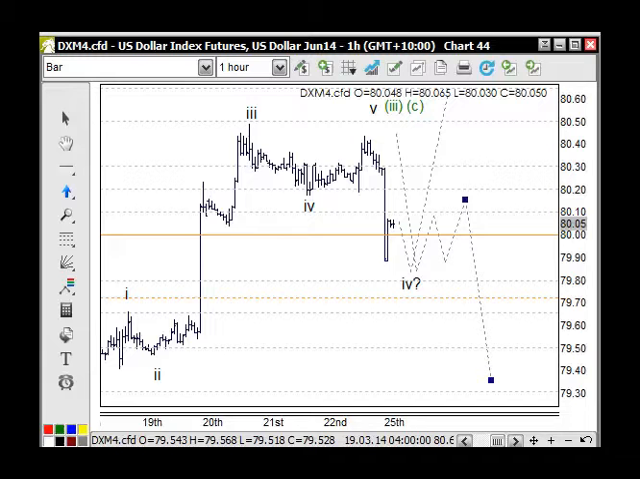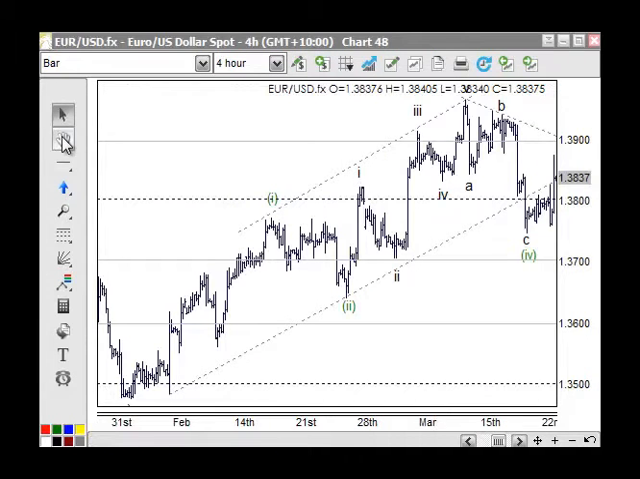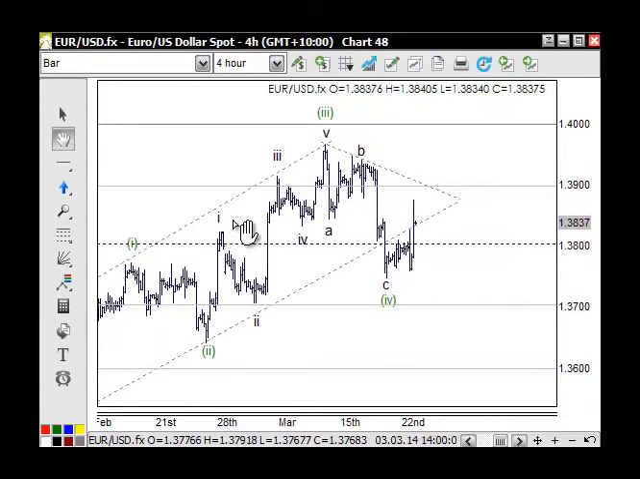Same with the euro as well. When we look at the euro here, as you may recall, we were looking for an A wave, a B wave, and a C wave down through to here. We were looking for this wave C a little bit lower, at the 137.20 area in here. But the same spike has caught this market.